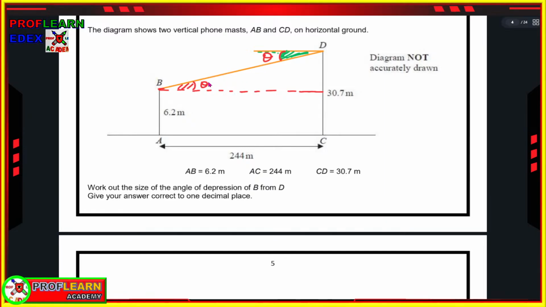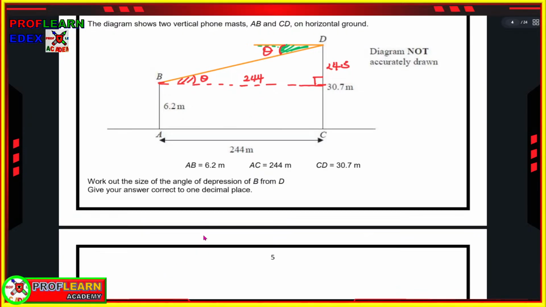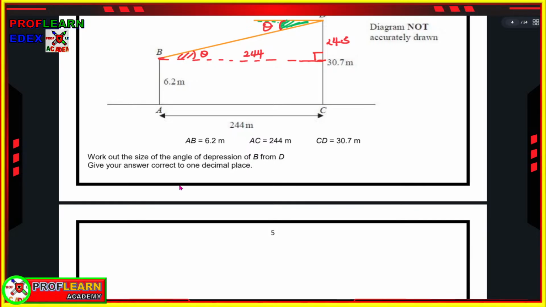If I need to find this angle, I need to know what this angle is. And of course, for us to work it out, I know from A to C is 244, so this is 244. And then I need to know the height, and the height in this case is going to be 30.7 minus 6.2, so that I can have 24.5 at this point.